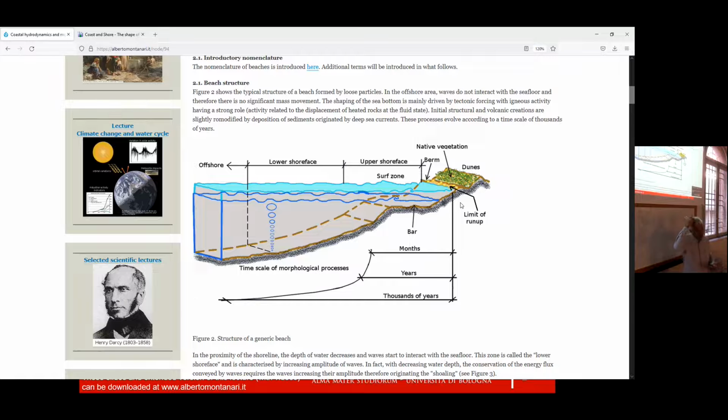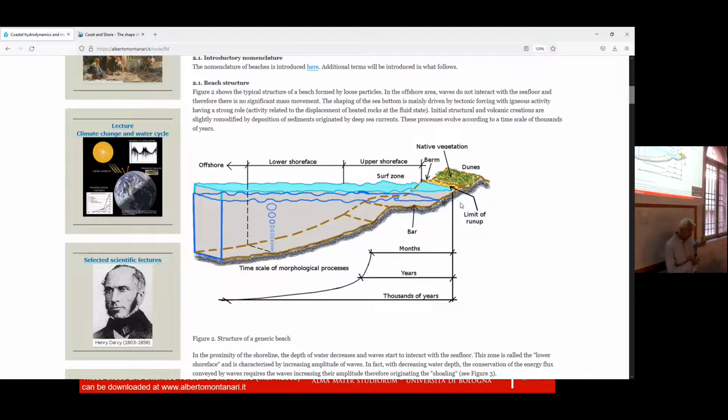It's a time scale of the order of tens of years for the dune, unless, of course, it is removed by humans. But usually the natural time scale of evolution of the dune is of the order of tens of years. And the bar is again seasonal. The time evolution of the sea bottom after the bar is again tens of years.